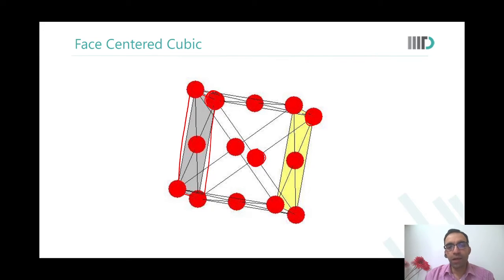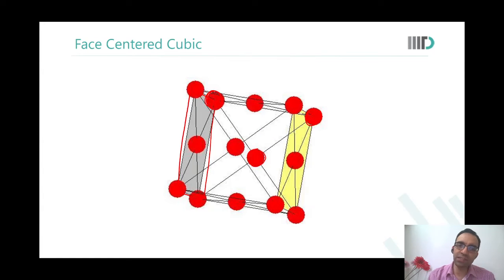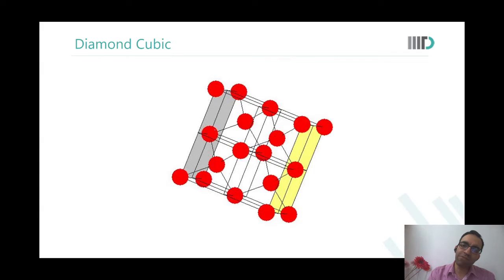Okay, this is face-centered cubic, and this is diamond cubic. So what has happened over here? In a diamond cubic structure, in addition to the atoms at the center of the faces, you also add atoms in 4 of the internal 8 small cubes. In total, there will be 8 small cubes inside. Out of those 8 small cubes, there are atoms in 4 of them.